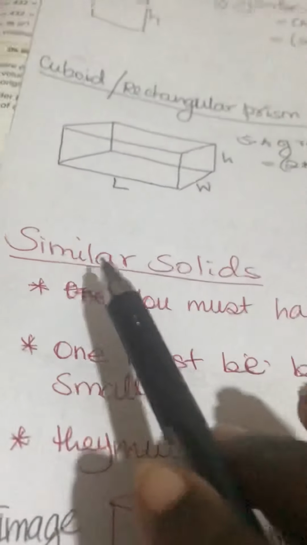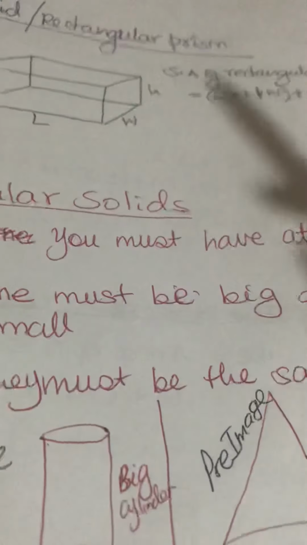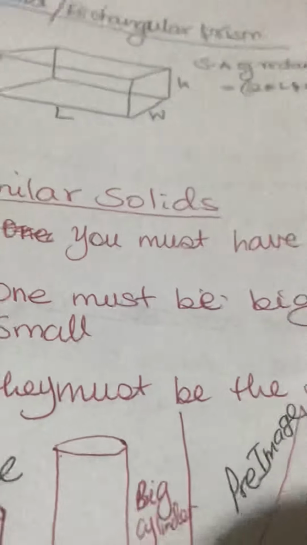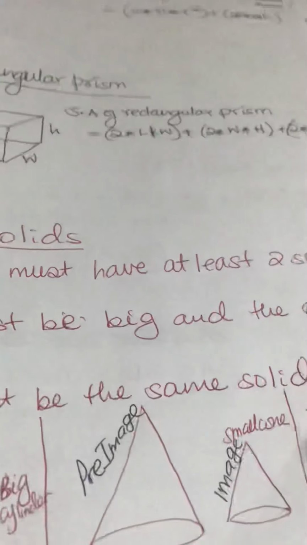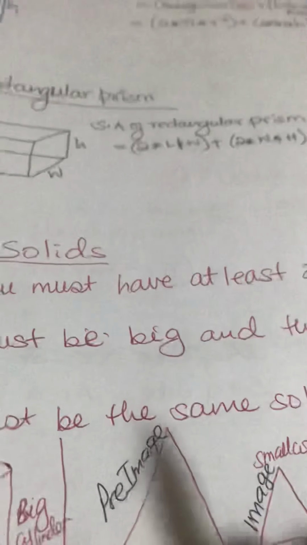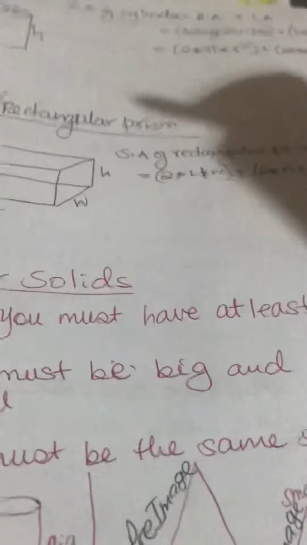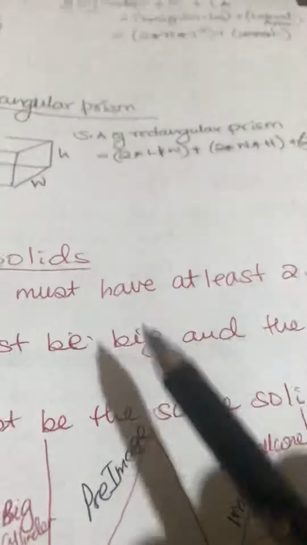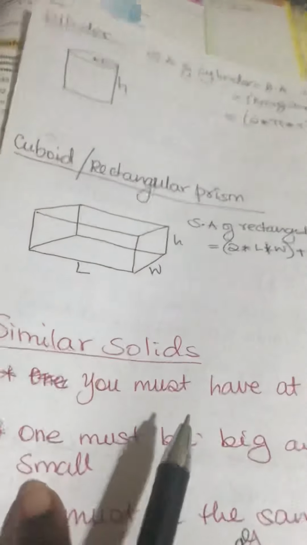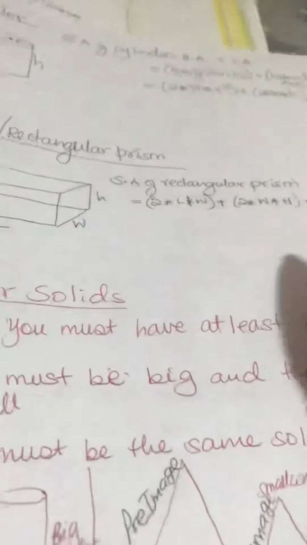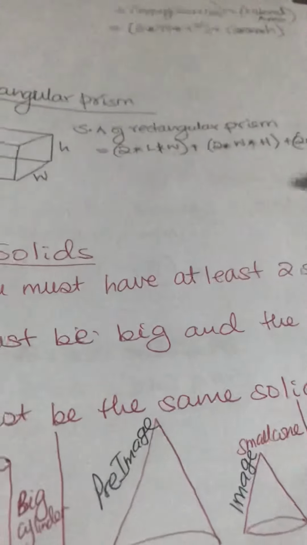Now, how do you know you have similar solids? How will you know? One, you must have 2 of them. You can't compare 1 to 1. There has to be 2 of them. Okay? 2 or more. But in this lesson, you'll only be seeing 2. Well, maybe sometimes you'll see 3. But you must have at least 2. Okay? One must be big and the other one must be small. They cannot be the same size. One must be a big one, another one must be a small one.